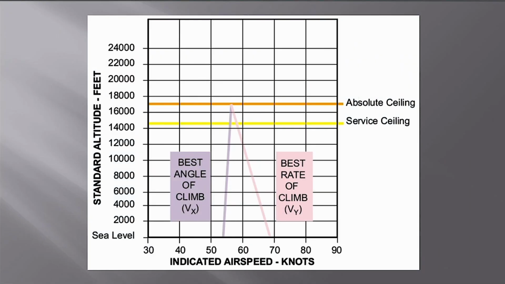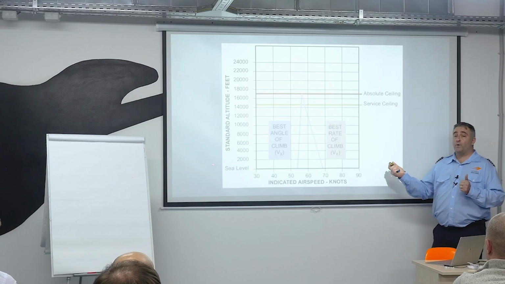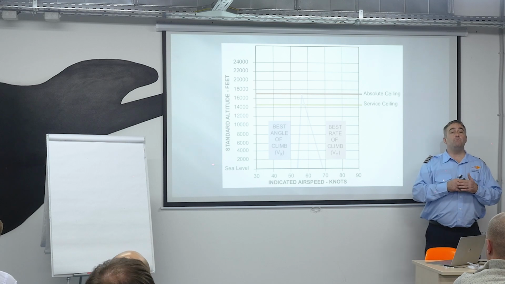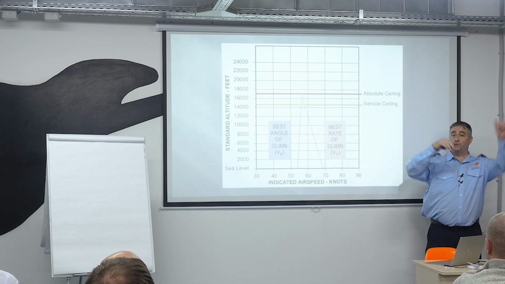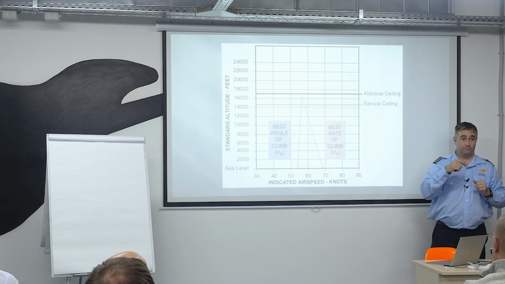There's a best angle of climb and there's a best rate of climb. I'm going to describe the two of them. Best angle means the maximum amount of altitude for the least amount of distance. If my goal is to clear an obstacle, I need to use the best angle of climb. Best rate of climb is the maximum amount of altitude for the least amount of time.